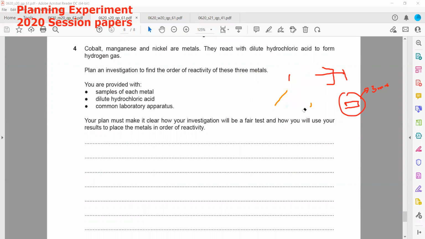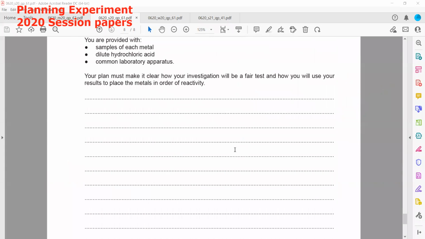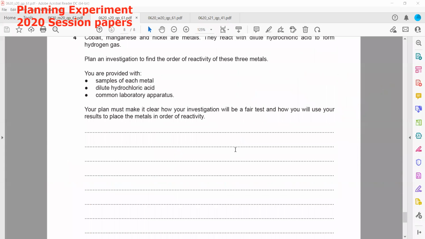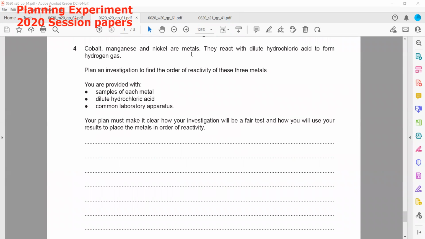From the October-November session. The last question is always where you have to plan an experiment, and the weightage is normally 6 marks. So out of 40, the 6-mark question is the planning of an experiment.